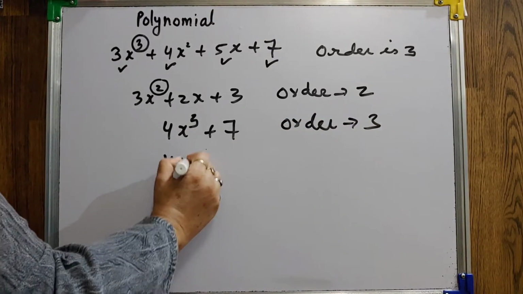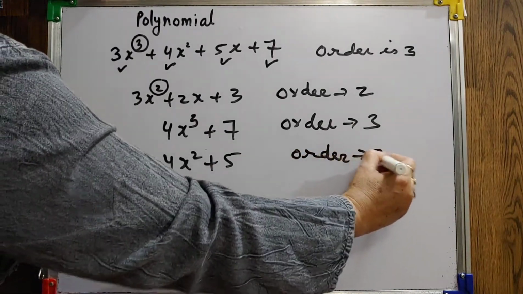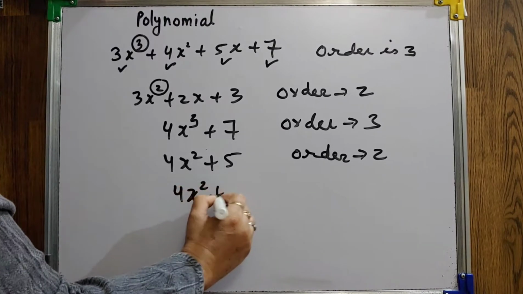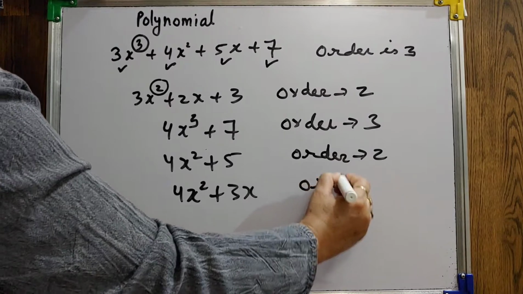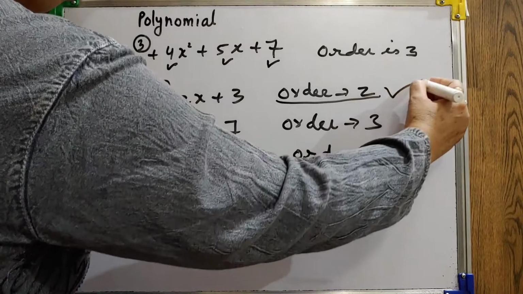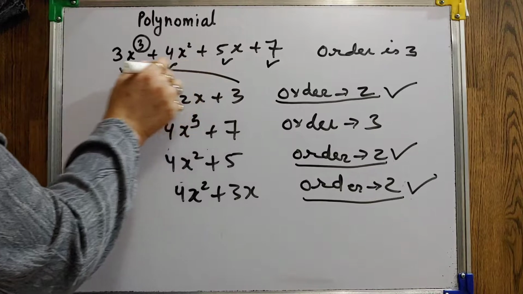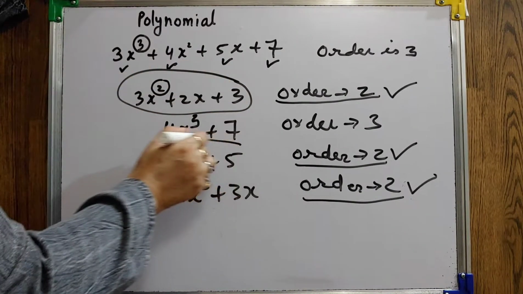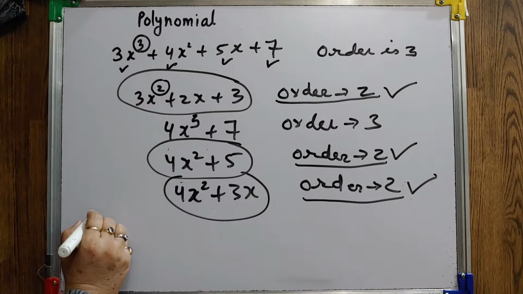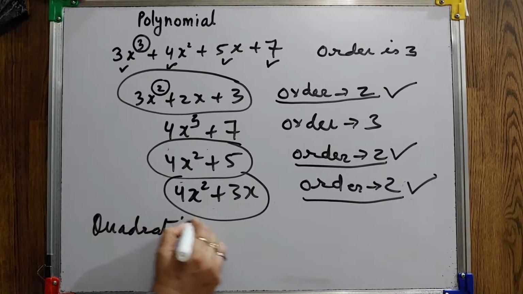3. Here order 2. Here also order 2. So when the order of the polynomial is 2, see in these 3 cases, here I have taken order 2, here also I have taken order 2, same way here also order 2, then that kind of polynomial is known as quadratic polynomial.